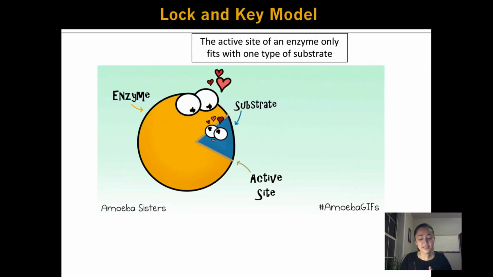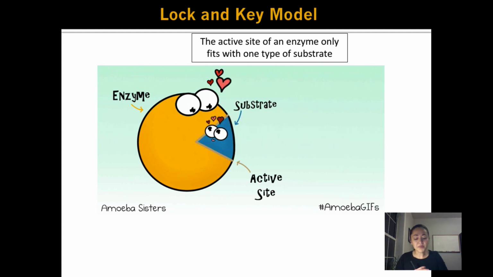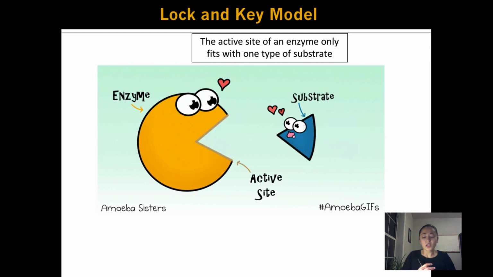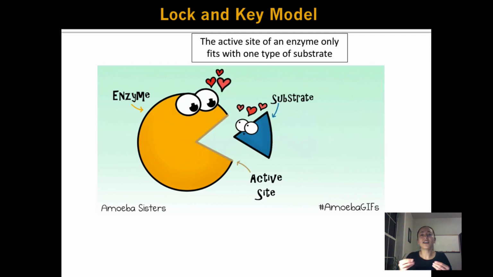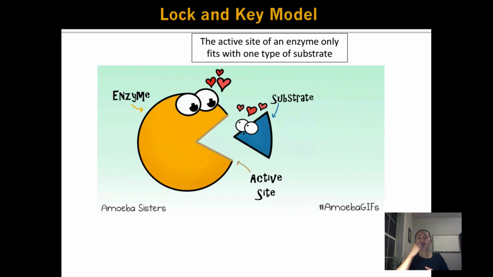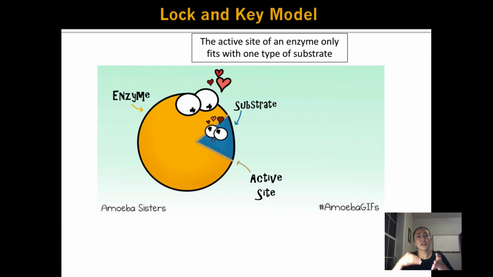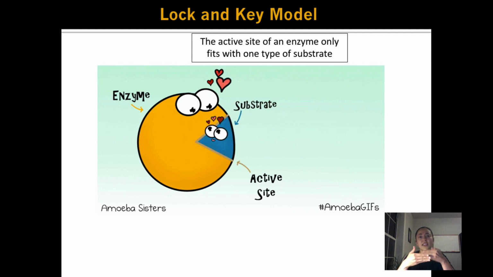Objective number 7 says describe the enzymatic activity in terms of the lock and key model and relate this model to the effects of temperature, pH, and heavy metals. So what this is saying is that the substrate and the enzyme are very similar to a lock and a key. We know that only 1 key fits in 1 lock, and it's similar that only 1 substrate can fit with 1 type of enzyme. So 1 type of substrate and 1 type of enzyme, and they fit together perfectly like a lock and key.